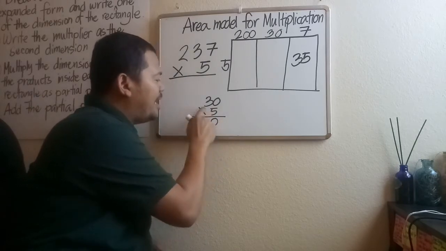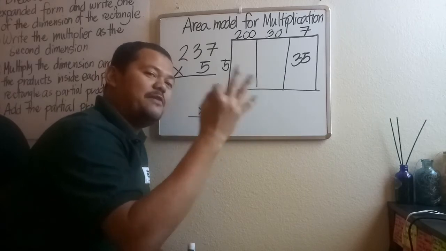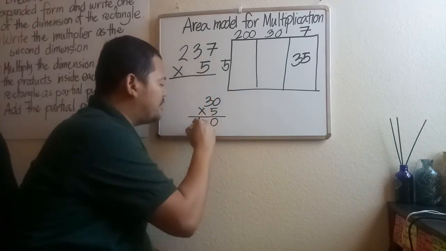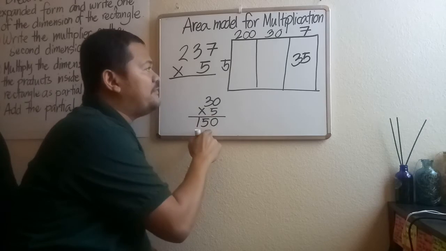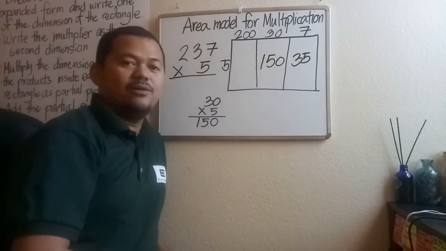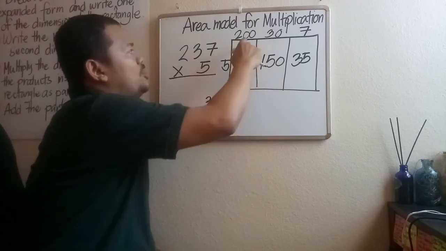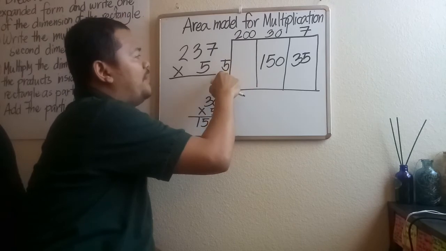Next, 5 times 3. Let's count by 5 again. 5, 10, 15. How much? It's 15. So the answer is 150 right here, 150. There you go. Okay?